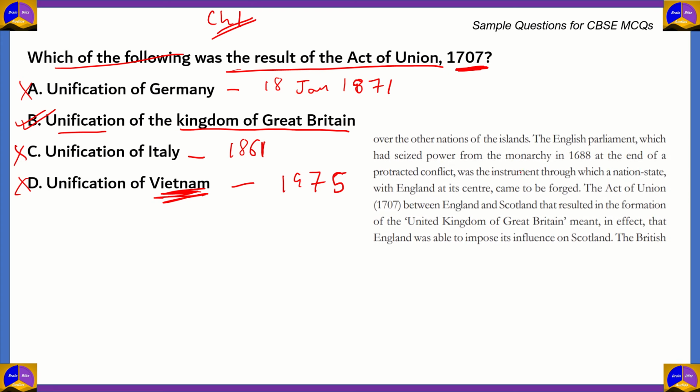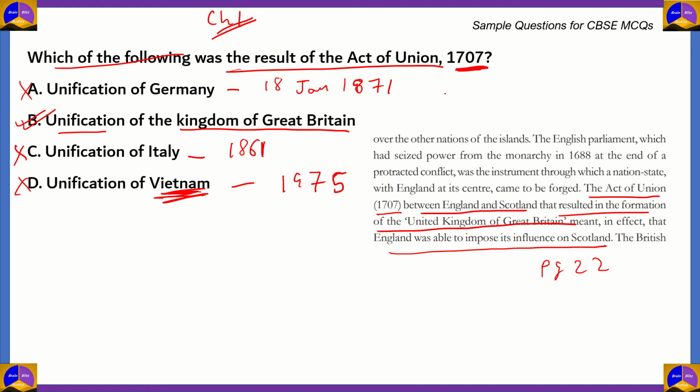If you look at the textbook, you will find on page 22 in chapter 1 this paragraph. The English Parliament, which had seized power from the monarchy in 1688 at the end of a protracted conflict, was the instrument through which a nation-state with England as its centre came to be forged. The Act of Union in 1707 between England and Scotland resulted in the formation of the United Kingdom of Great Britain, meant in effect that England was able to impose its influence on Scotland. So, therefore, the correct option here is option B, unification of the Kingdom of Great Britain.